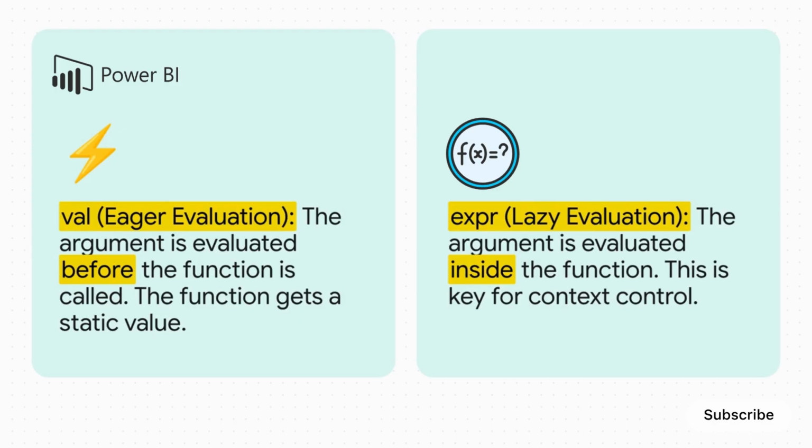It does the math before the function even sees it. So if you pass total sales to it, the function doesn't see the measure, it just gets the final number, like 1.2 million. It gets the value. Now expr is the opposite. It's lazy. It doesn't do the math first. It literally hands the unevaluated formula, the expression, over to the function. This is huge because it means your function gets to decide when to run that formula and how.